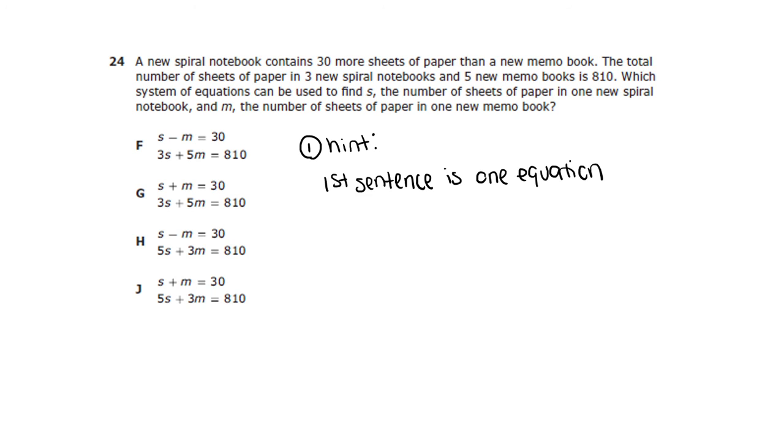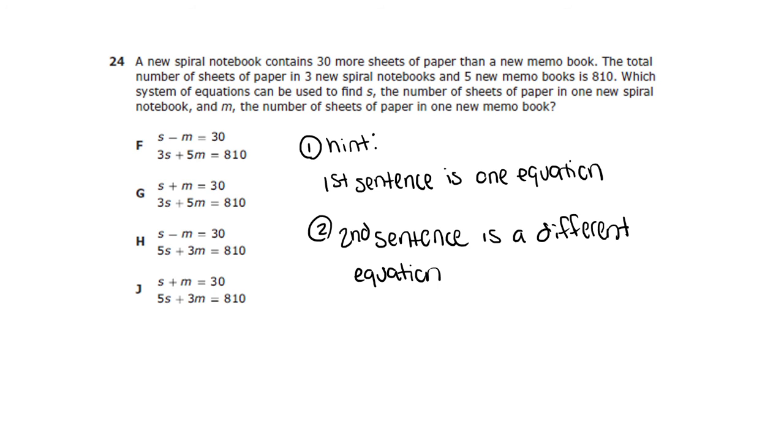A new spiral notebook contains 30 more sheets of paper than a new memo book. Your second sentence is an entirely different equation. So write it as a different equation, but use the same variables of S and M. And that's the only part of this question. No solving in this problem. Here comes the answer.